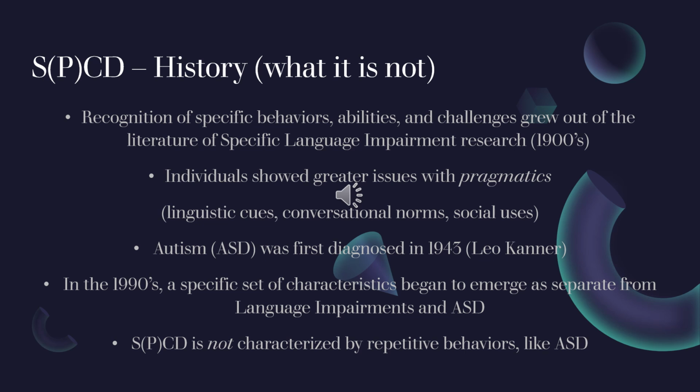In 1943, autism was first diagnosed by Leo Kanner, and throughout the 1900s it became clear that within the language of specific language impairment, and with the addition of autism spectrum disorder starting to be recognized, there were still subsets of the population that had specific proclivities. One of these proclivities was not having repetitious or repetitive behaviors like autism spectrum disorder can have.